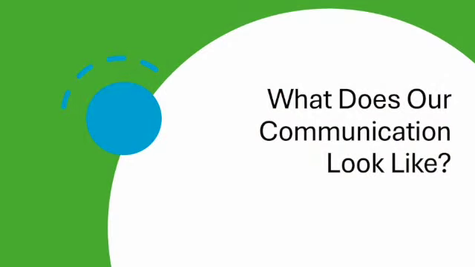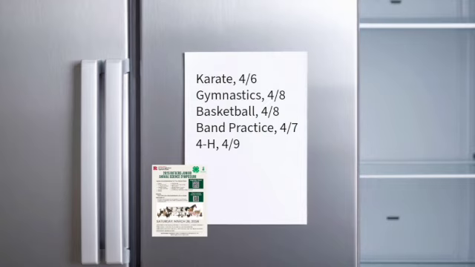All right, we have an idea of what we're communicating and who we're sending it to, but what does it look like? How is it received on the other end? Once upon a time, we used to send out flyers and calendars of what was going on in our county 4-H programs. Often these were attached to the kitchen refrigerator with a magnet.